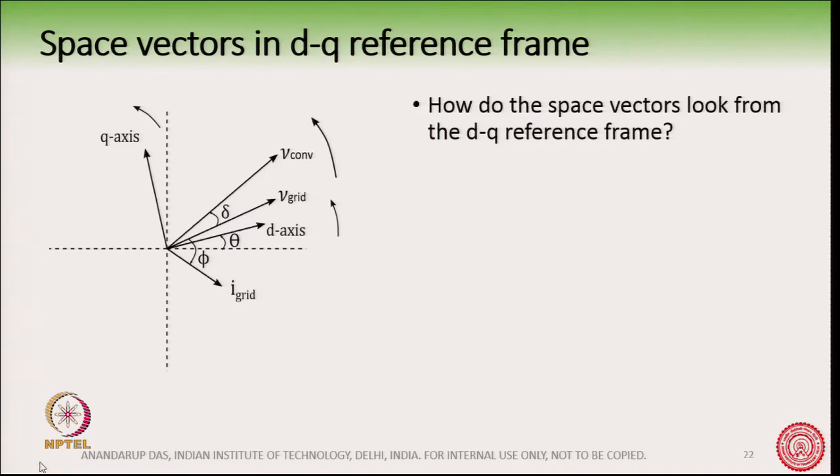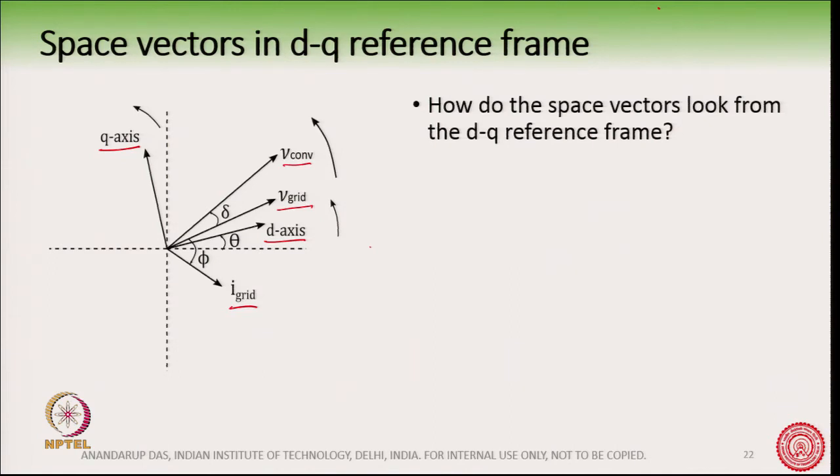Before I go into this, how do the space vectors look from the DQ reference frame? Now we will see the space vectors in the DQ reference frame. Here we see that there is a D axis and a Q axis, and these two axes are rotating and all the space vectors are also rotating. We have discussed this as part of the Park's transformation.